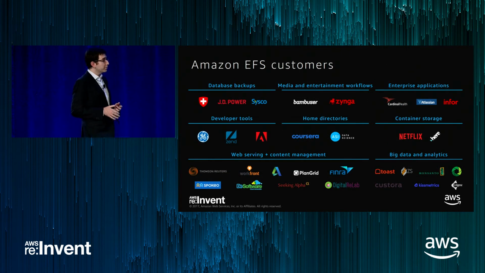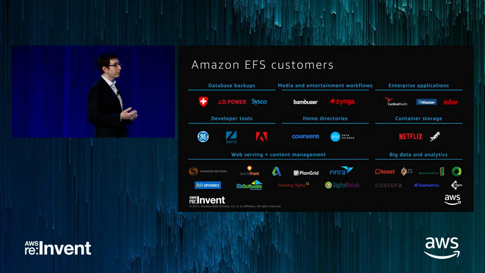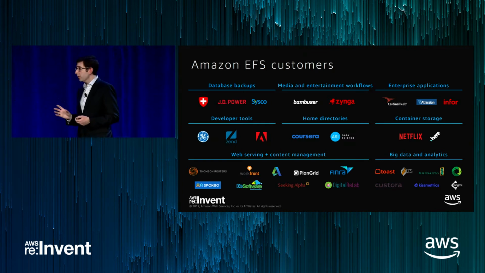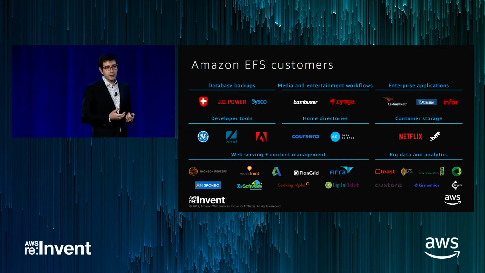And this is probably my favorite slide in the presentation, because we launched EFS about 18 months ago, and it's just so exciting to see how customers are using EFS today for a diverse spectrum of workloads. I won't go through all these logos, but I'll talk about a couple of the logos on the slide. So first, database backups. You have companies like JD Power and Cisco. And what they're doing is they're backing up databases. So they have databases that are on EBS volumes, and they want to back them up.